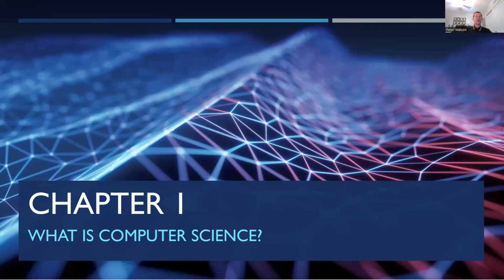What is computer science? Well, a lot of people think of computer science as just writing programs, programming computers, working with computers. But really, computer science is basically using computers as a tool. So computer scientists use computers as tools.